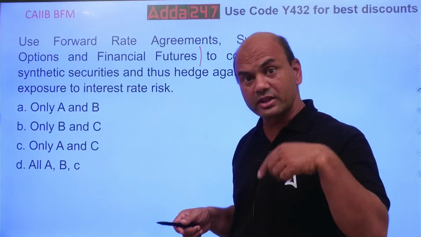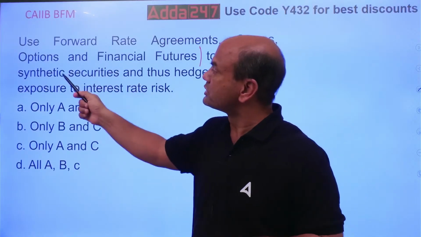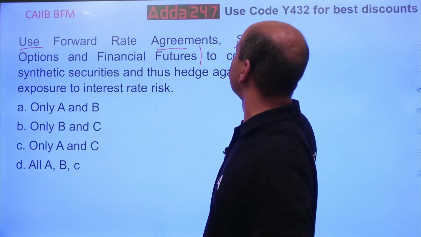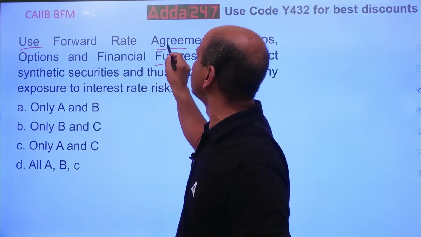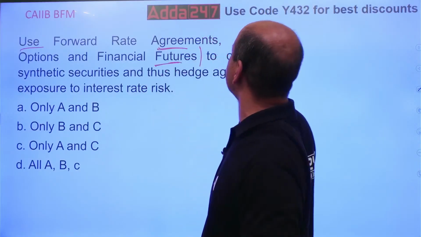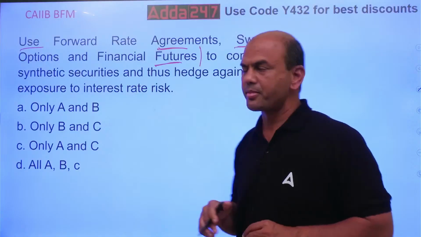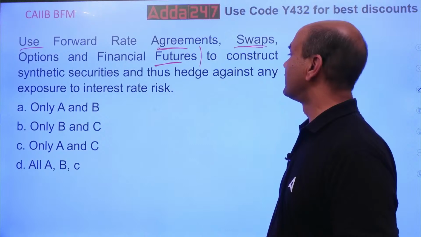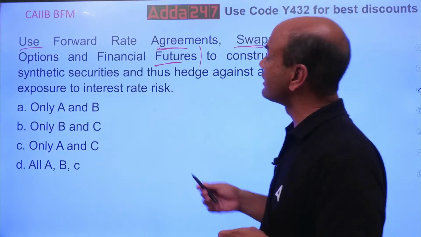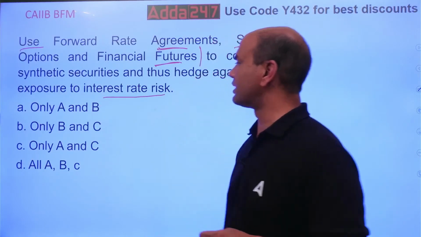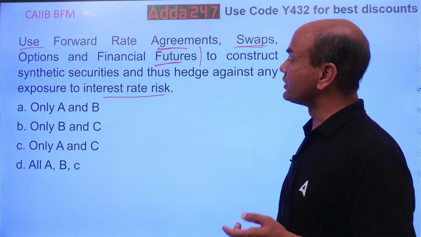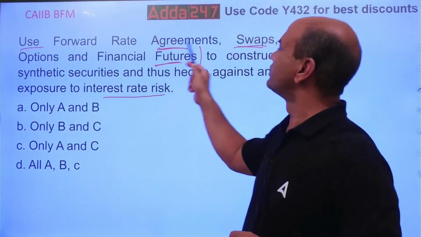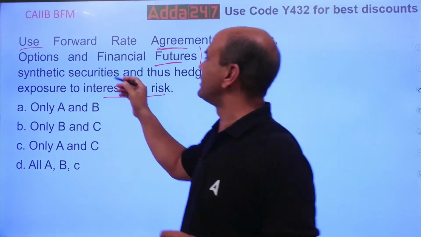But what is the question? The question is, we are using a combination. Means I am combining forward rate with swap, or futures with FRA, or futures with swap, something like this. So use the combination to construct synthetic securities and hedge against any exposure to interest rate risks. So which one? All of them? See this, 1, 2, 3 and 4. Let's call this A, B, C, D.